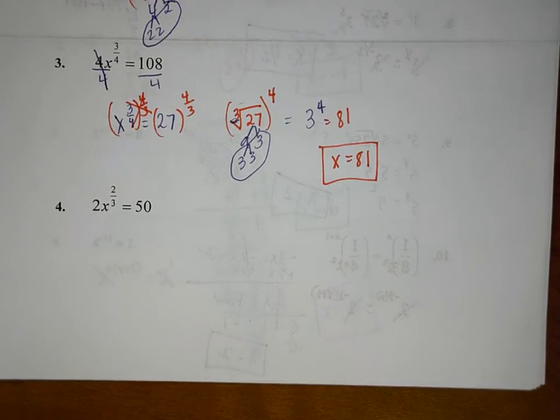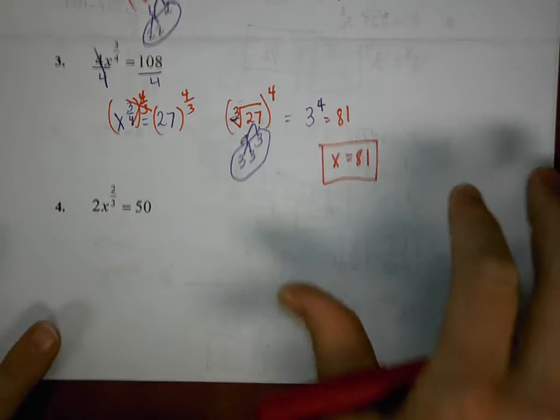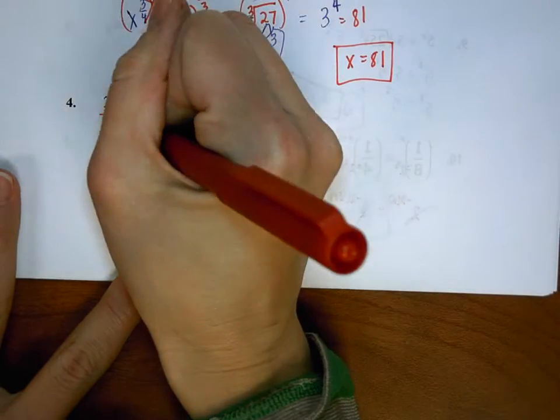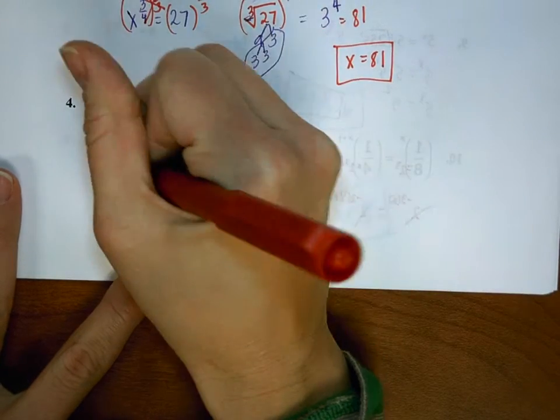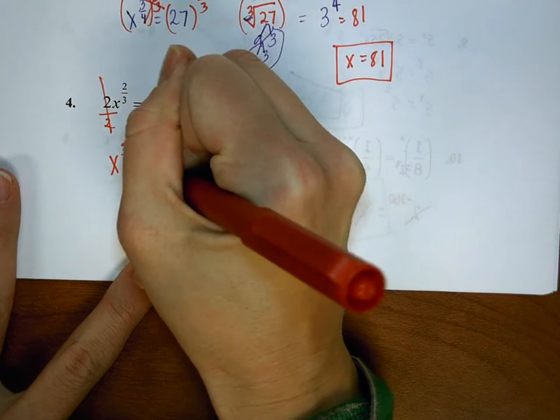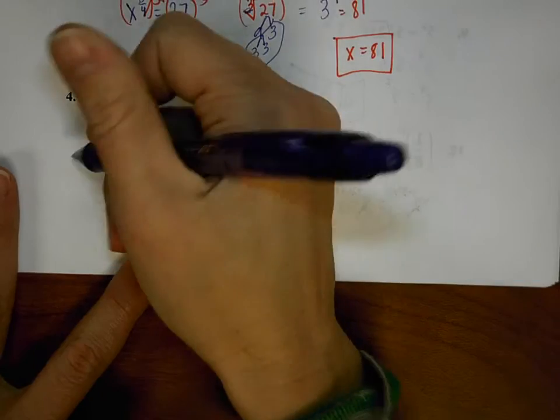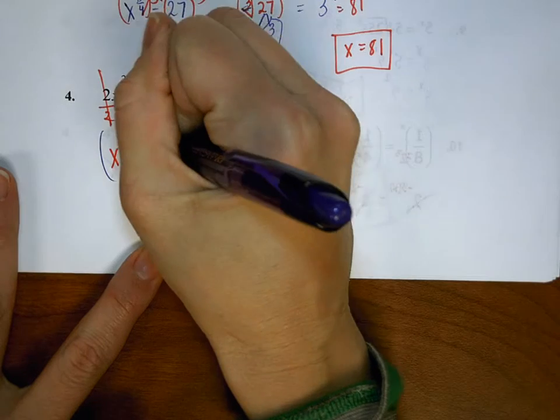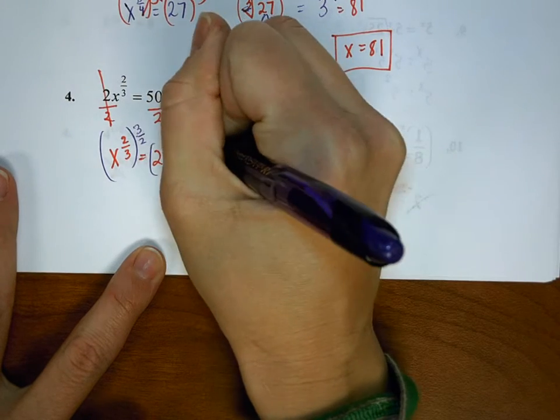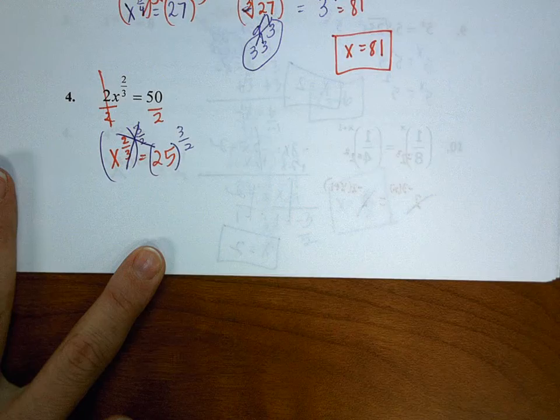Most of you got it, or everybody that I checked got it. Okay, what's our first step on here? Good, divide by 2 to both sides. Then I have x to the 2/3 equals 25. At this point, how do I get rid of the 2/3 power? Raise it to the 3/2. Do that to both sides.